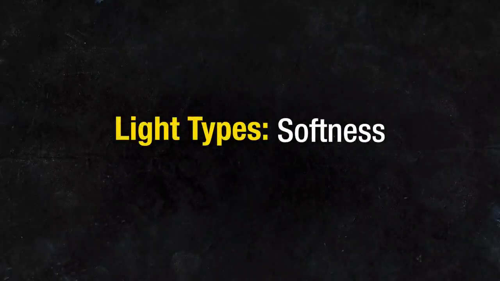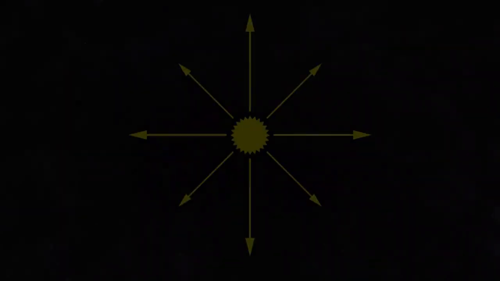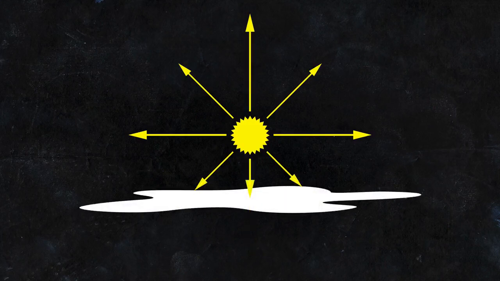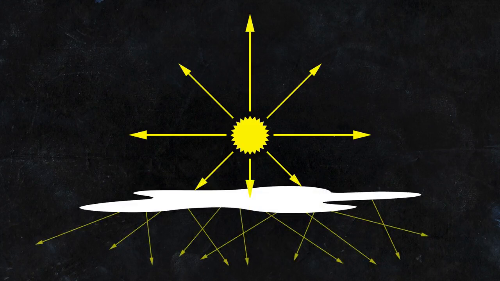Let's talk about light softness. If you have the sun shining, you get direct light. But if that sun is shining through a cloud layer, that cloud layer will diffuse and scatter the light. What do you think happens when you have so many light rays scattered in different directions?